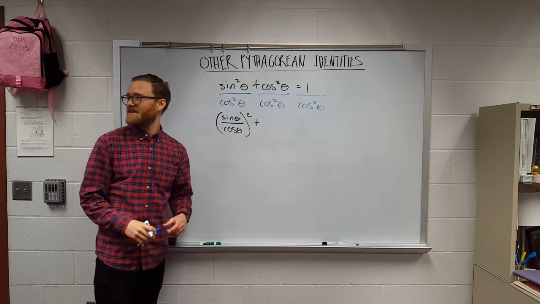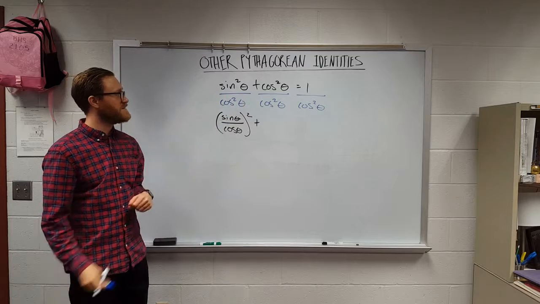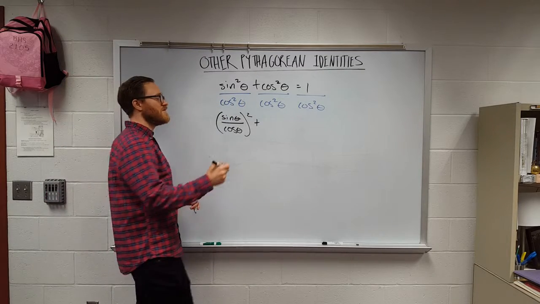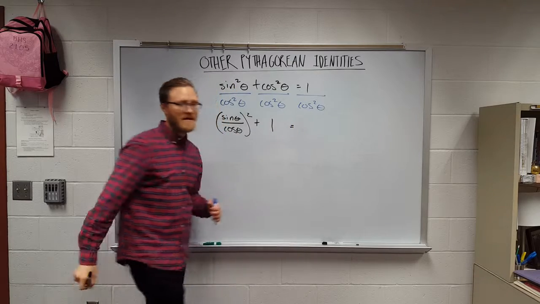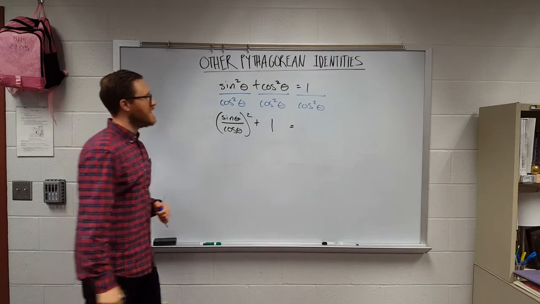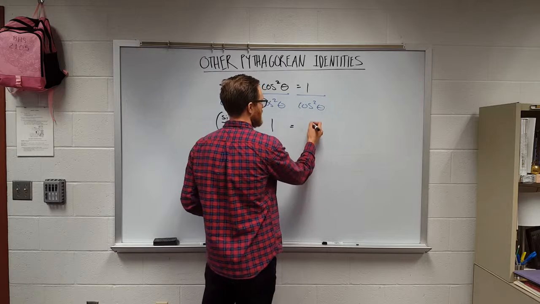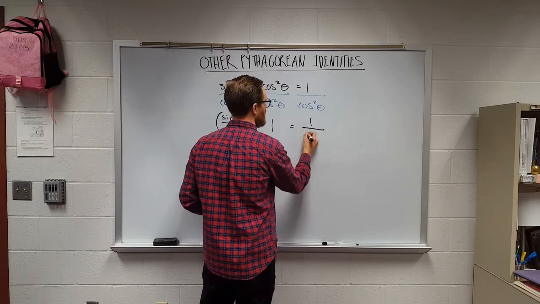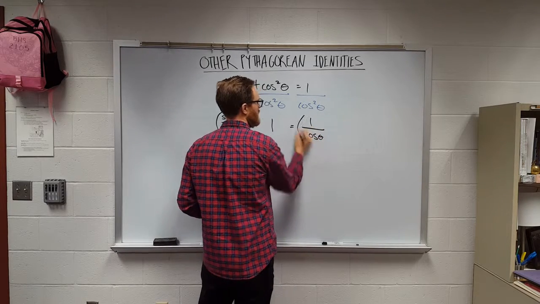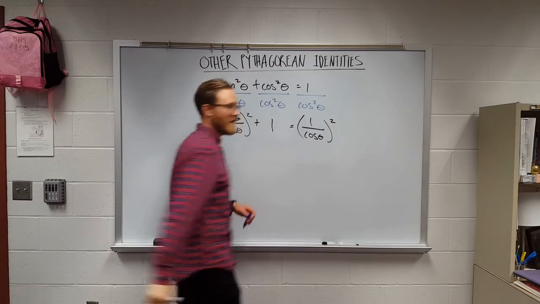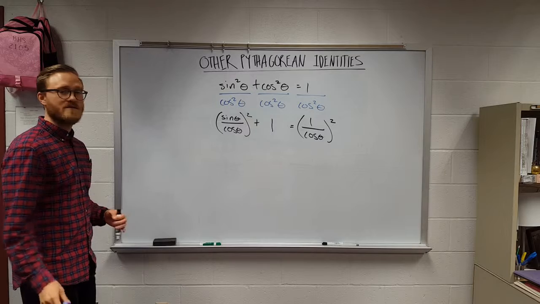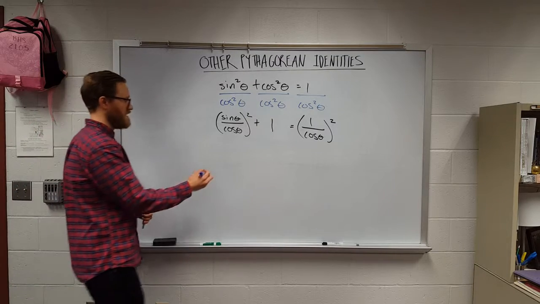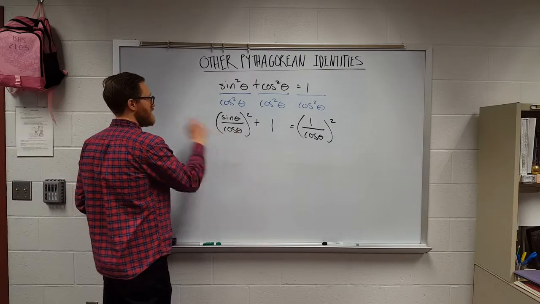The next thing I'm going to do is simplify cosine squared theta over cosine squared theta and write that as 1. And then 1 over cosine squared theta I'm going to write as 1 over cosine theta in parentheses squared. Now we're going to see if we can make any substitutions using identities that we have already learned.